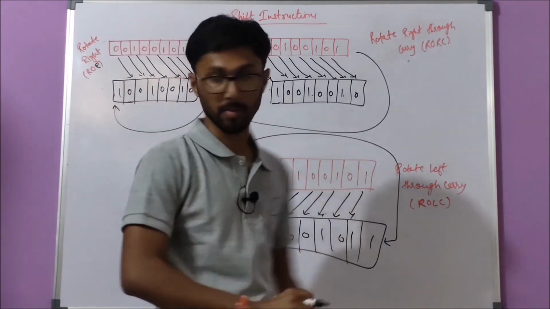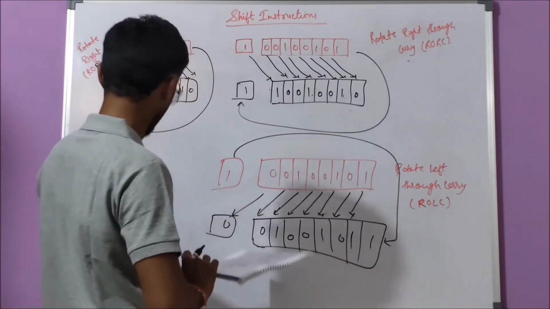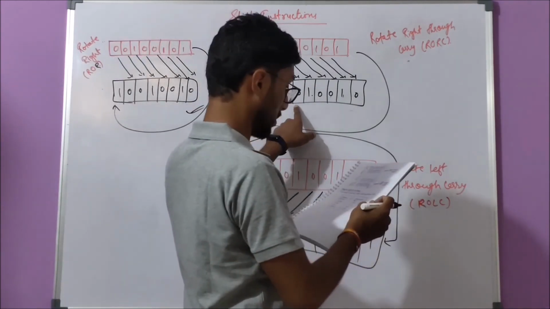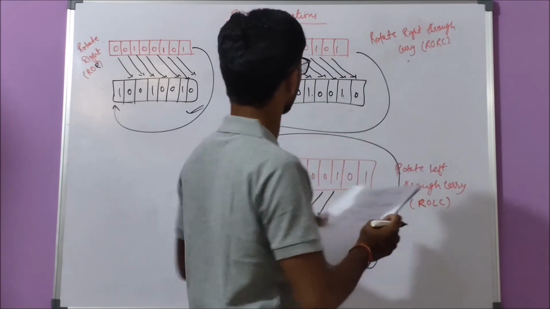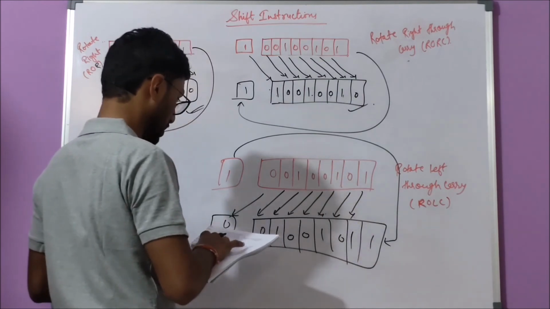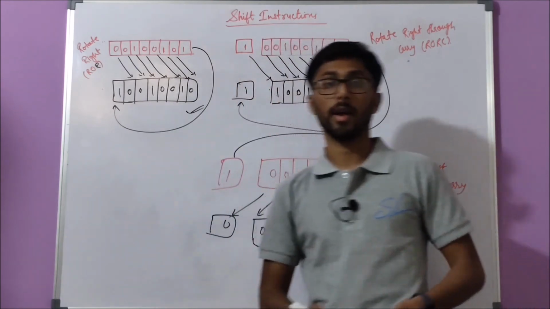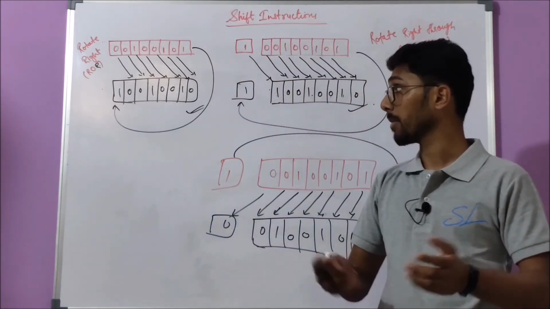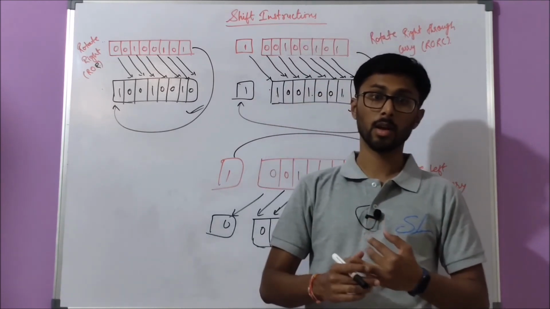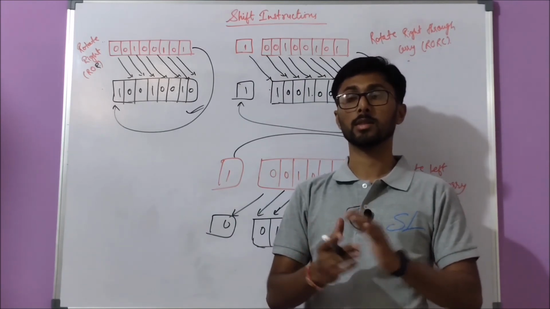Okay, let me check them and then we will complete this video. 1 0 0 1 0 1 0, this is correct. 1 1 0 0 1 0 0 1 0, this is also correct. And rotate left through carry, 0 0 1 0 0 1 0 1 1. So there are 8 types of shift instructions, which I am naming: shift left, shift right, arithmetic shift left, arithmetic shift right, rotate left, rotate right, rotate left through carry, rotate right through carry. We have discussed them all.